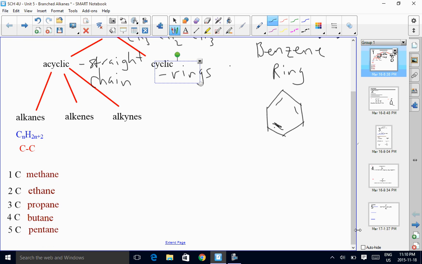Let me give you the formula for an alkene. An alkene is a C double bond C, and it has the formula CnH2n, so it's just double the amount of n's. And an alkyne has at least one triple bond in the chain, and it has the formula CnH2n-2. You can see that it's just 2n+2, 2n, and then 2n-2.